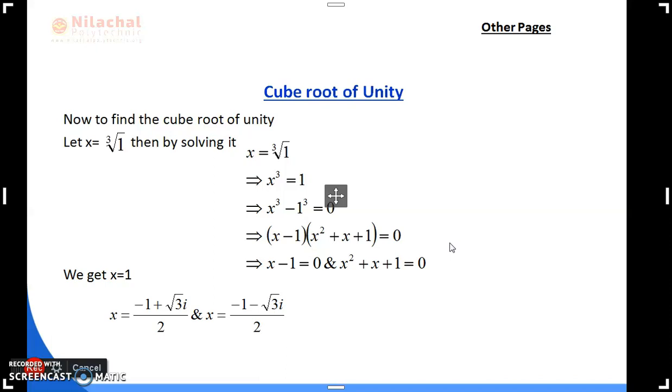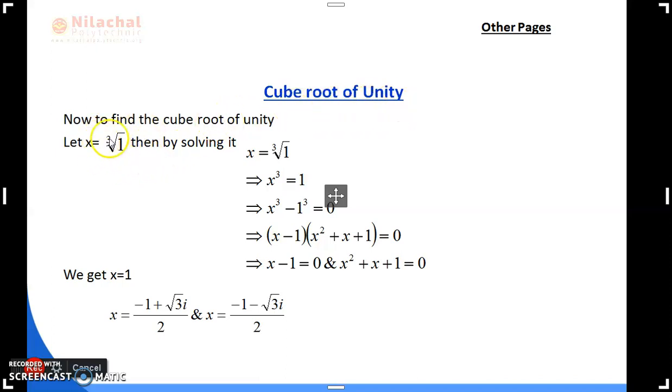In our complex number chapter, in our previous classes we have completed i, z, and the properties of z, meaning properties of complex numbers, and the square root of a complex number. So everything we have completed. Today we will start the cube root of unity. Let us write what the cube root of unity is.